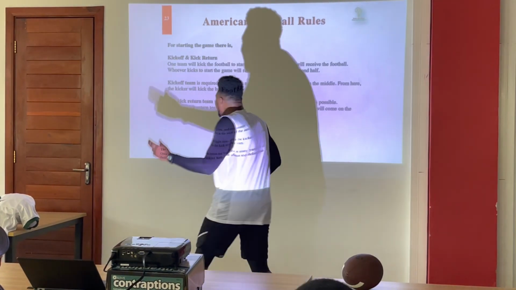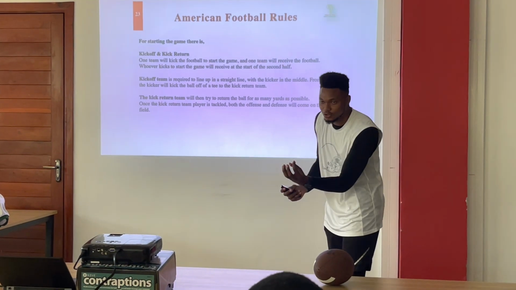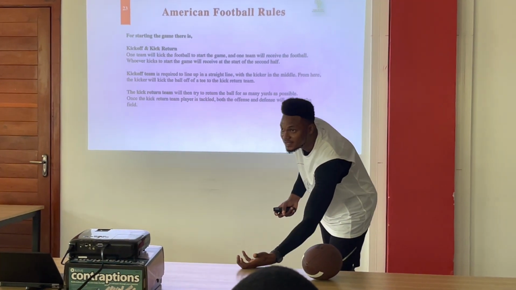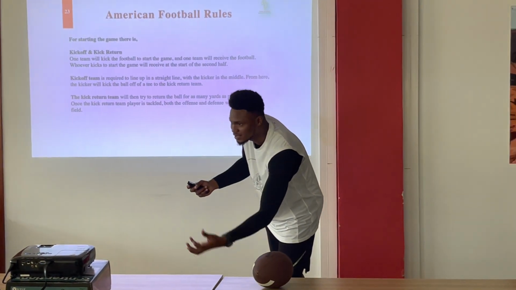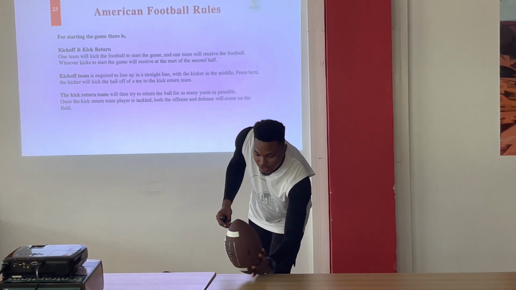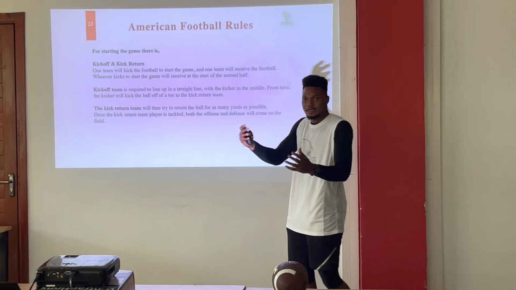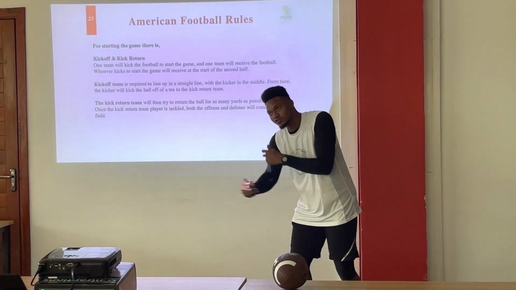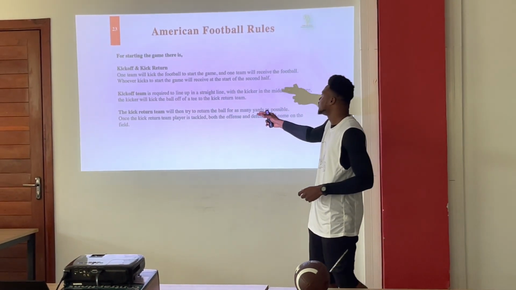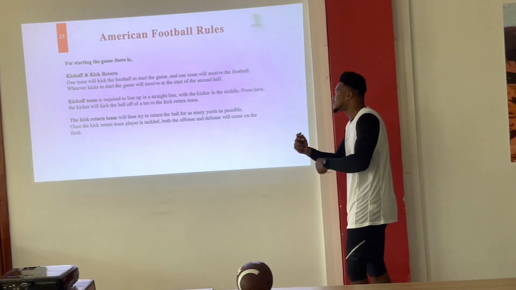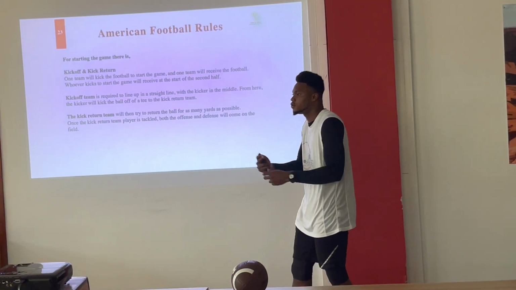So he kicks the ball off a tee. There's something known as a kicking tee. It's placed there. You don't see it, or you may see it. The ball is placed on it this way, and then he comes from the middle and kicks it. Now, there's a team that will receive the ball and then try to run. Okay? The kick return team will then try to return the ball as many yards as possible.